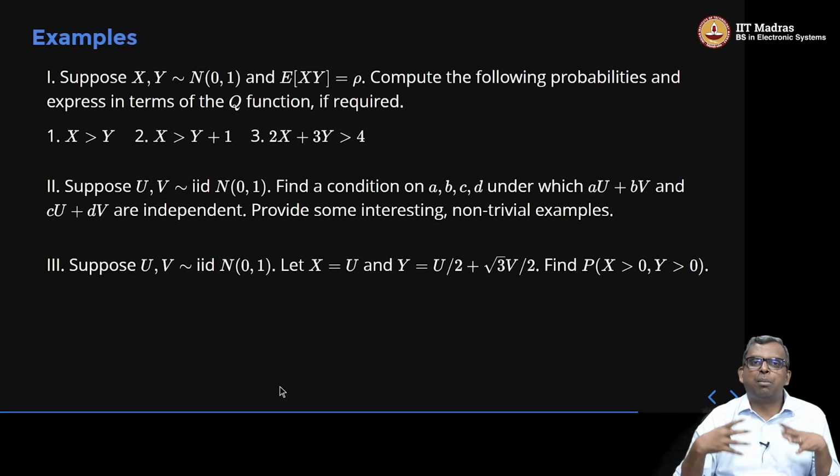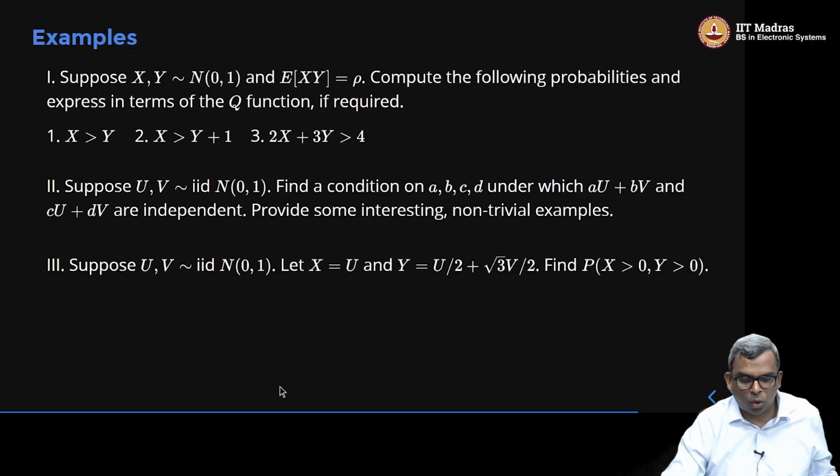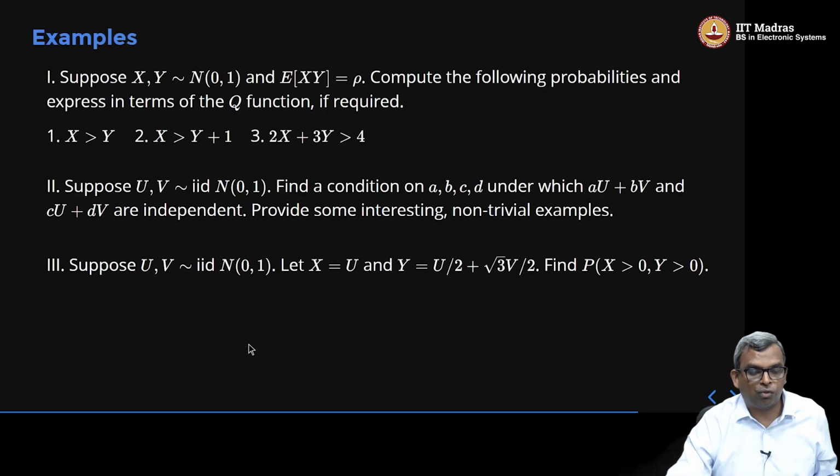Okay, so here are a bunch of problems which we can now hope to solve given our knowledge of what these things are. Suppose X, Y are normal 0, 1 and they have a correlation coefficient rho. Normal 0, 1, so expected value of XY becomes the correlation coefficient, right? It becomes rho.